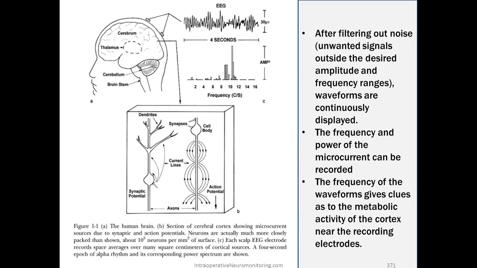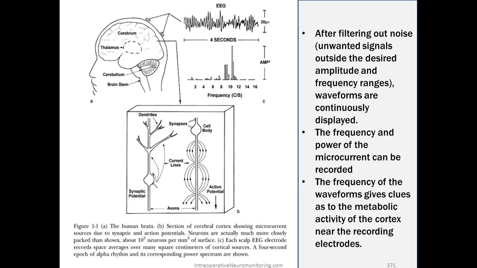After filtering out noise, unwanted signals outside the desired amplitude and frequency ranges, waveforms are continuously displayed. The frequency and power of the microcurrent can be recorded. The frequency of the waveform gives clues as to the metabolic activity of the cortex near the recording electrodes. If we look at the picture on the left side here, A is the human brain. Picture B is a section of the cerebral cortex showing microcurrent sources due to synaptic and action potentials. Neurons are actually much more closely packed than shown, about 10 to the fifth neurons per millimeter squared of surface. Each scalp EEG electrode records space averages over many square centimeters of cortical surface.